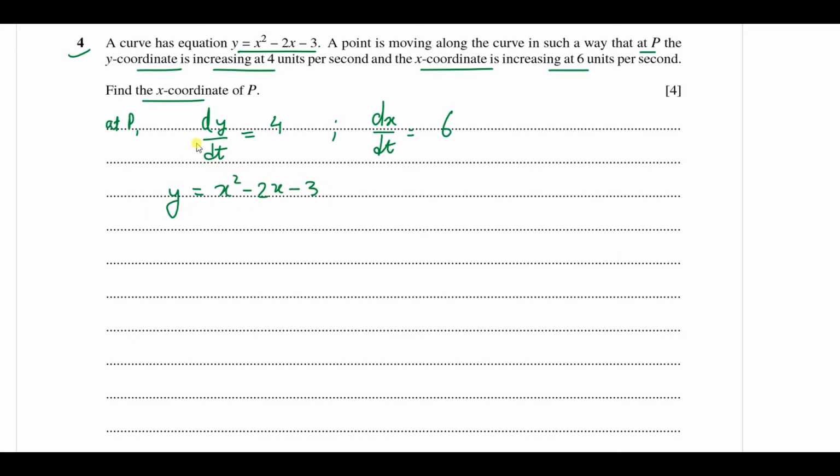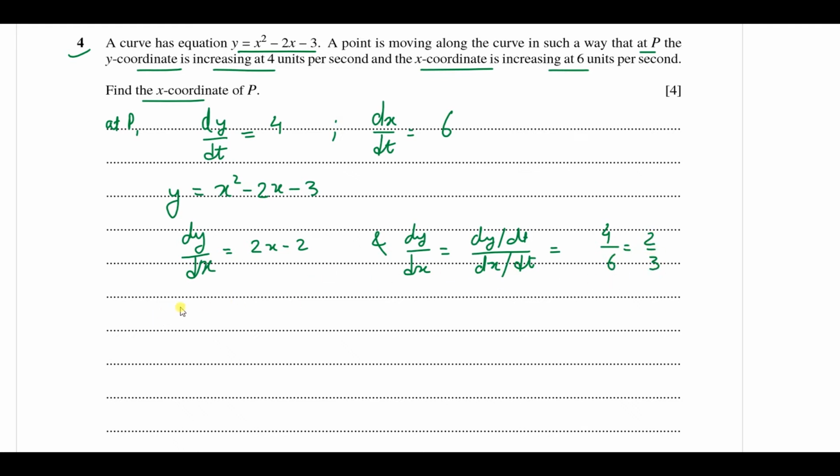So we can see from here we require dy over dx, and if we require dy over dx, we can use the chain rule because we have dy over dt and dx over dt. So from here dy over dx is equal to 2x minus 2, and dy over dx can be written as dy over dt by dx over dt by chain rule, and hence it becomes 4 over 6 or 2 over 3.